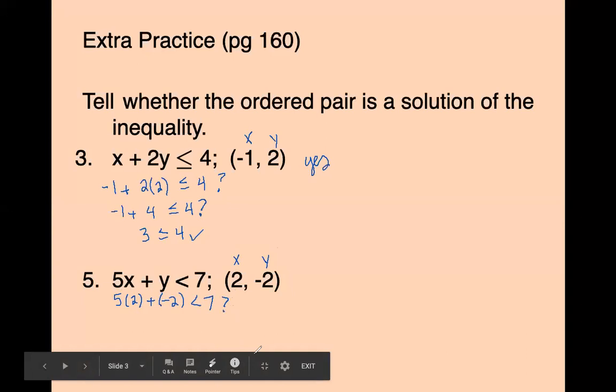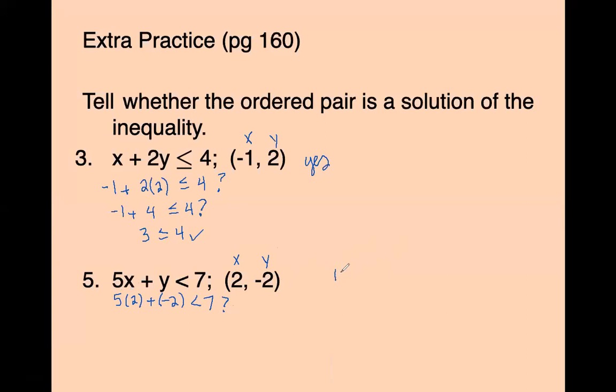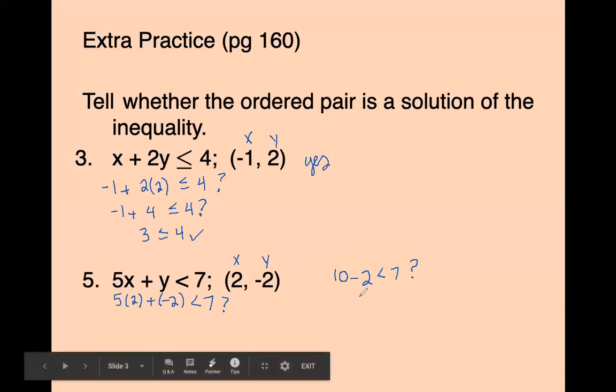I don't know if you can see it on your screen, but I have these bars that are in the way here, so I'm going to move this problem over. So 5 times 2 is 10, plus a -2 is the same as minus 2. Is that less than 7? Well, let's see, 10 minus 2 is 8. 8 is not less than 7. And so my answer would be no, it is not a solution. All right, let's look at our next slide.